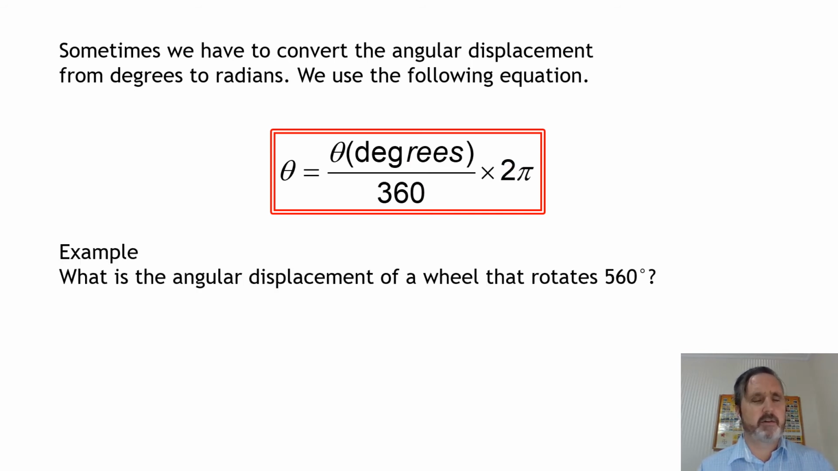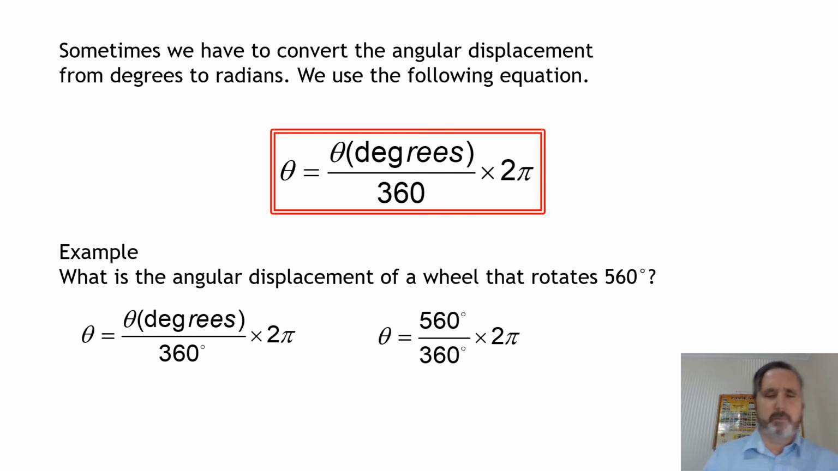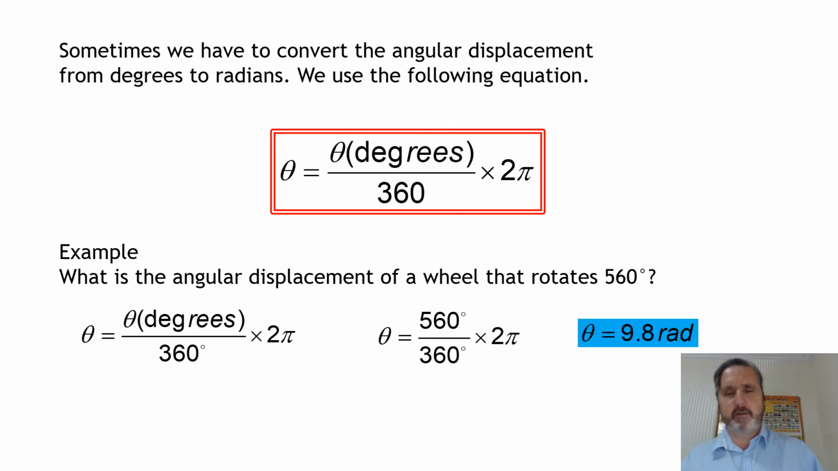An example here is, what is the angular displacement of a wheel that rotates 560 degrees? Because it's an angular displacement, I want it in radians. So I'm going to put my angle in degrees in the top, and I'm going to divide it by 360. That will tell me how many turns. When I divide the angle by 360, it tells me how many revolutions or how many turns. And then when I multiply it by 2 pi, it gives it to me in radians. And here we get 9.8 radians.